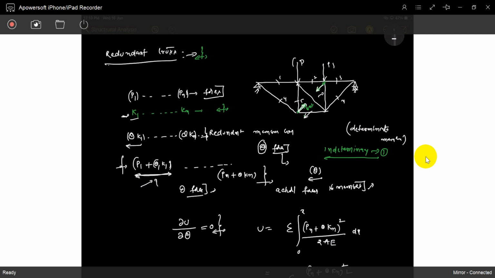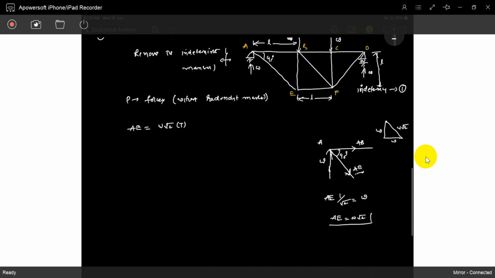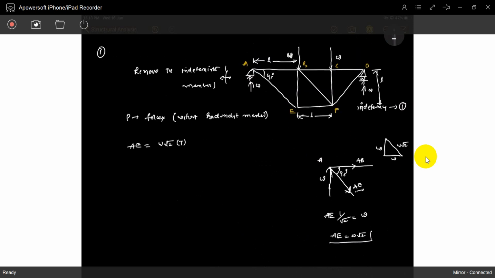No need to fix the formulas or the definitions of the textbook. No, don't mug up. Just take the idea and implement it yourself. That's why I use tension as a positive sign. So AE is W root 2.